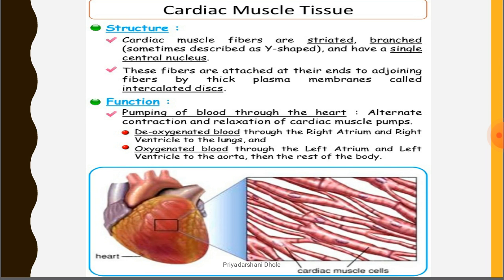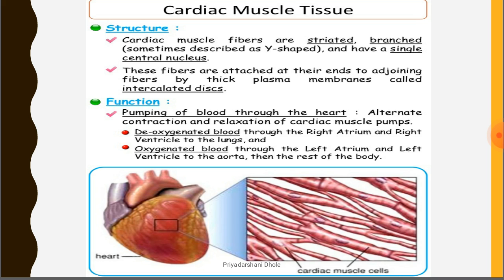Cardiac muscle fibers are striated, branched, and have a single central nucleus. They are fibers attached at their ends to adjoining fibers by thick plasma membranes called intercalated discs. What is the function? Pumping of blood through the heart, with alternate contraction and relaxation of the cardiac muscle pump.